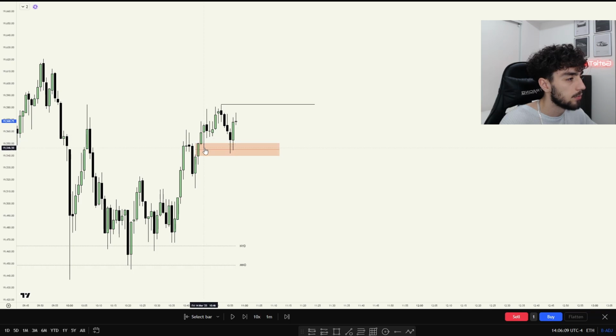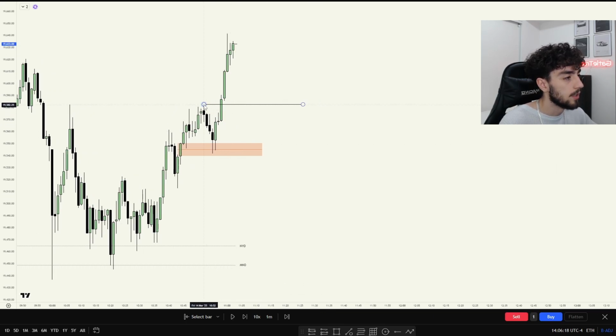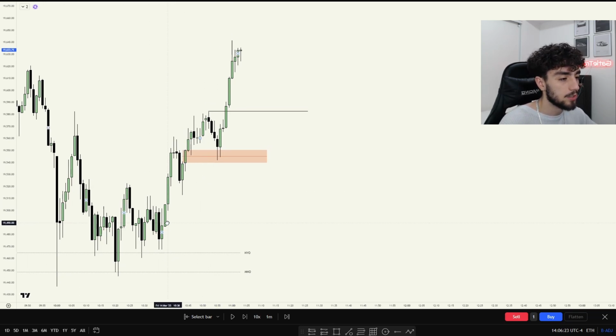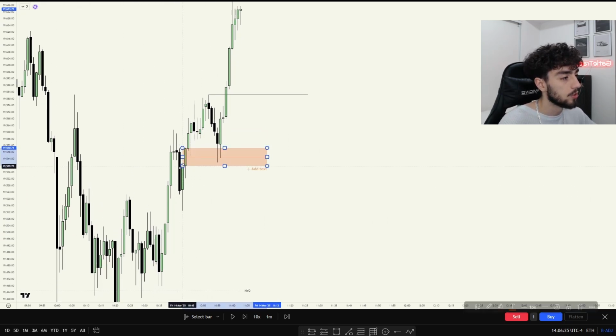So you can see we tapped it once here, we took out the high, and then we come back once more again, and we take out the buy side resting over there. So now, a lot of people ask me, can we reuse this fair value gap? Yes, you can reuse the fair value gap as an internal range liquidity pool.